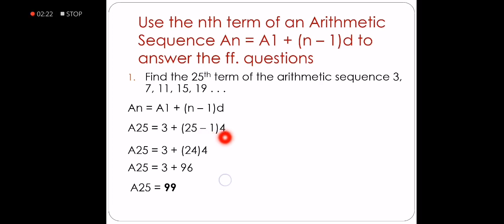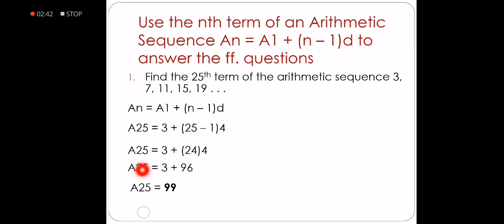So nakuha natin yung common difference by simply subtracting any two consecutive terms in the sequence. So let's say, for example, we have 19 minus 15, which is 4, 15 minus 11, which is 4, 11 minus 7, which is 4, and 7 minus 3 is 4. So our common difference is simply 4.